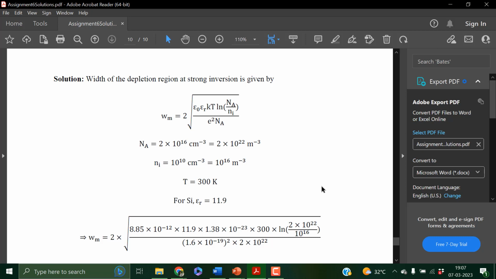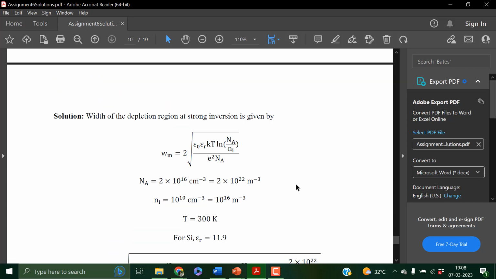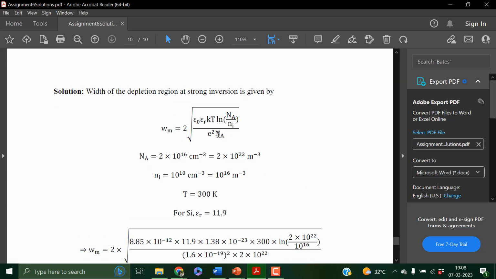In that case, if they ask us to calculate the bending or something like that, then we need phi s. Otherwise, phi b would be enough. Strong inversion they are mentioning here just so that it clicks in our mind. Instead of using V0, we have to use KT ln Na by Ni. That's all.